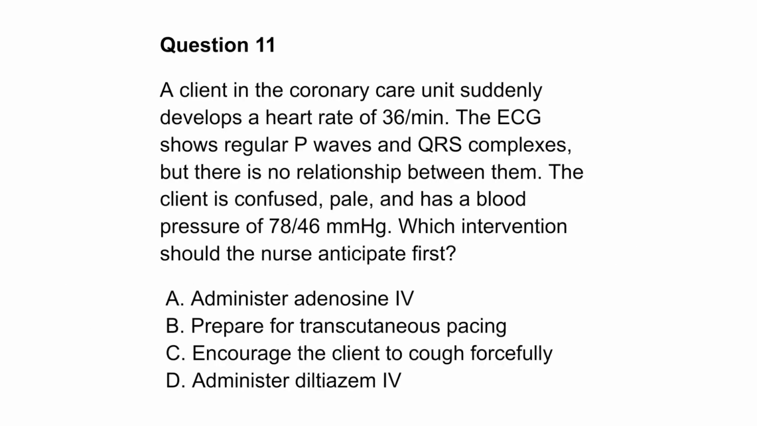Question 11. A client in the coronary care unit suddenly develops a heart rate of 36 per minute. The ECG shows regular P waves and QRS complexes, but there is no relationship between them. The client is confused, pale, and has a blood pressure of 78/46 mmHg. Which intervention should the nurse anticipate first?